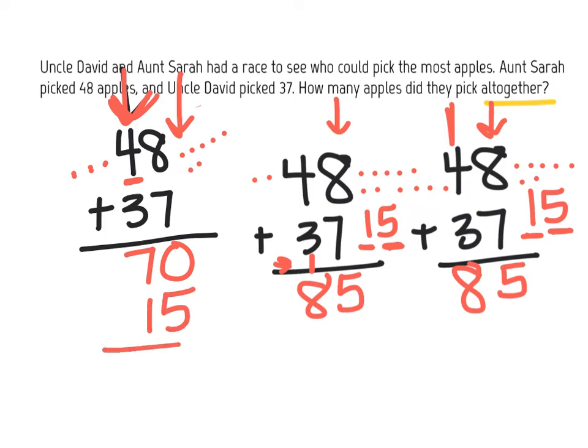Put my 15 down, and now I add. 0 plus 5 is 5. 7 plus 1 is 8. So all 4 ways I get the number 85.